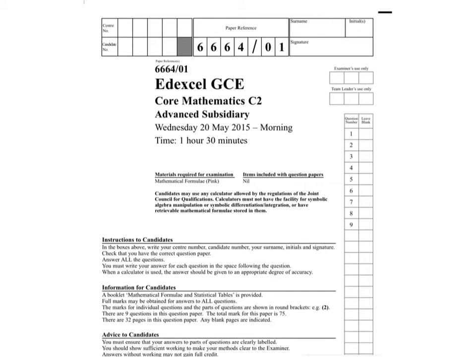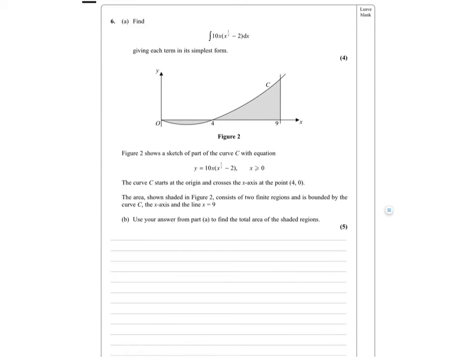This is Edexcel paper C2, May 2015, part 2. Right, we have a fairly straightforward integration question. Should be fairly straightforward, as I say. First of all, we've got to get it into a form so we can integrate it easily.